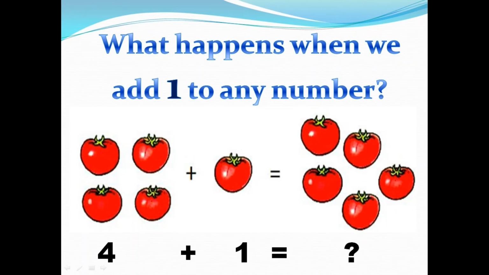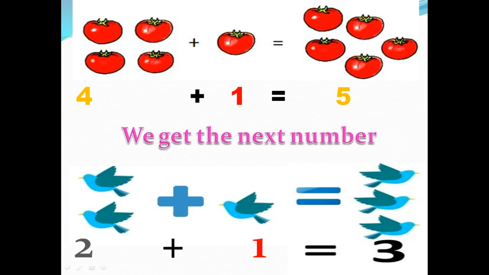What happens when we add 1 to any number? If we add 1 to 4, what will happen? Yes, we will get the next number. See, if we add 1 to number 4, we get number 5. Similarly, if we add 1 to number 2, we will get number 3, which is the next number of 2. So, we always get the next number if we add 1 to any number.